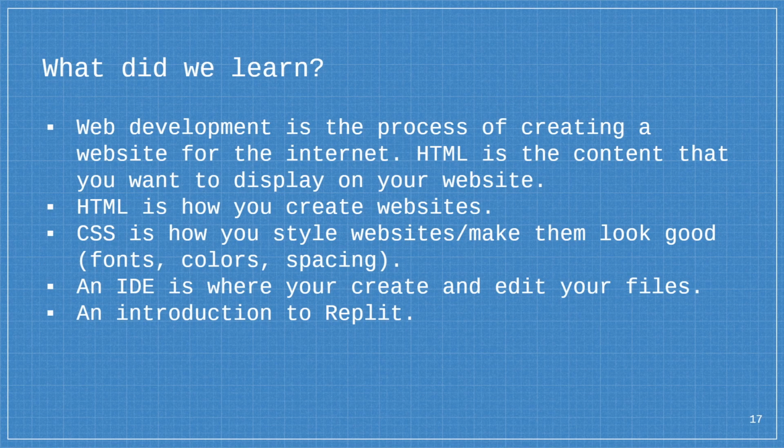So what did we learn today? Well, we learned that web development is the process of creating a website for the internet, and we learned that HTML is the content that you want to display on your website. So in other words, HTML is how you create websites. And then we also talked about CSS, and this is how you make your website look good. It's how you make it look cool with fonts, colors, and spacing.